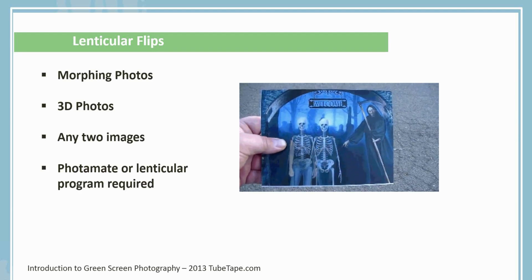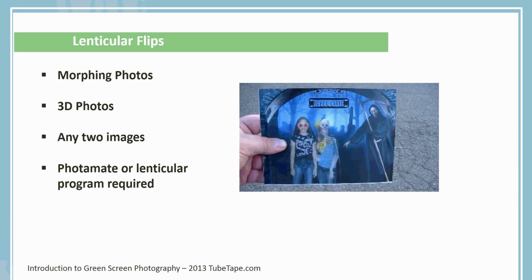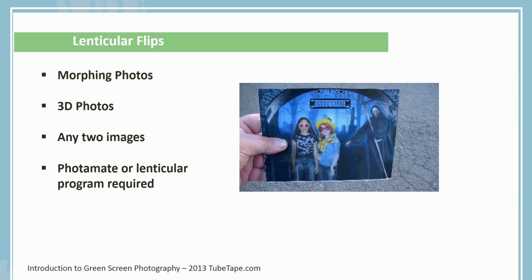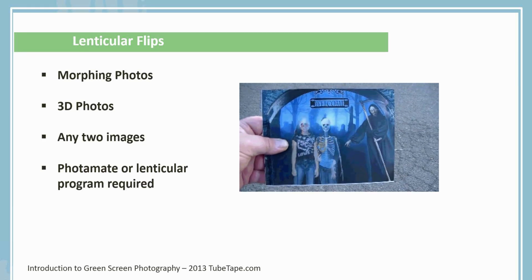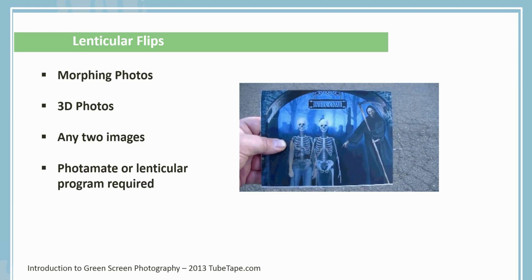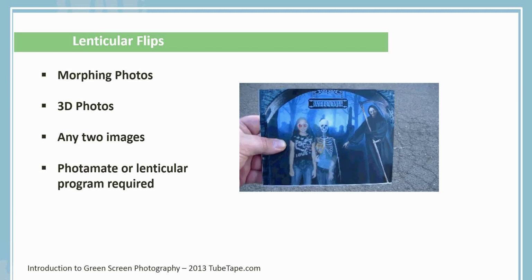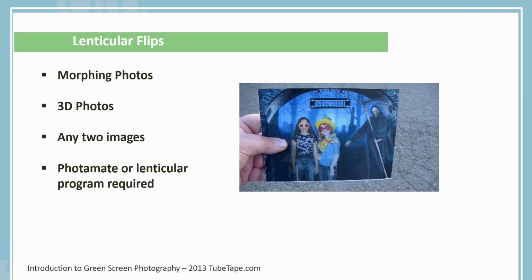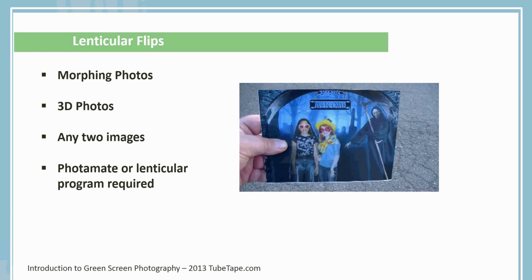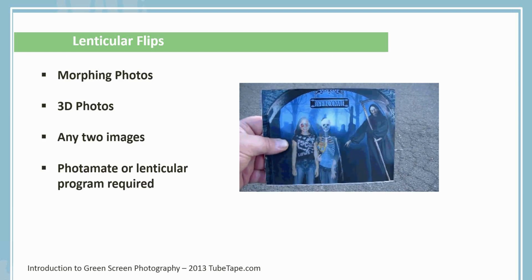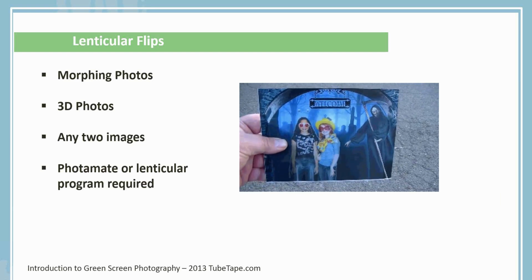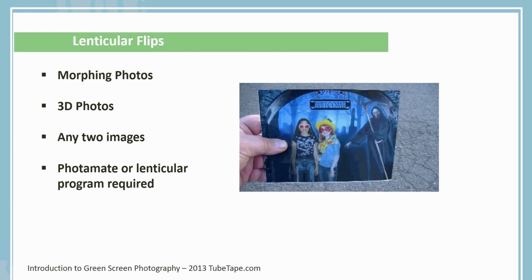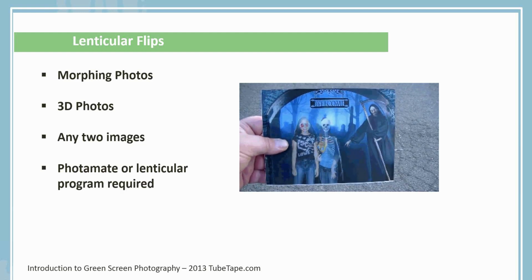As you can see from that little animated GIF, the morphing photos are really cool. You have to print it out, of course, and use a special lens, but as you twist it, people turn into different things. It's a really fun, cool thing. Photamate does a very good job of it, and it just requires any two images to make it. There are other programs that do it, but Photamate's the one we sell and the most powerful one we've seen for this.